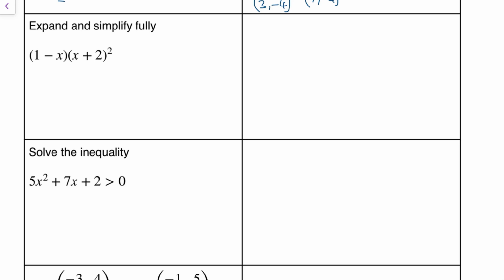Expand and simplify. Okay, so we're back to just straight maths again. So I can do this one. So let's just do the math. So 1 minus x, it seems easy to expand this. So that's going to be x squared plus 4x plus 4.